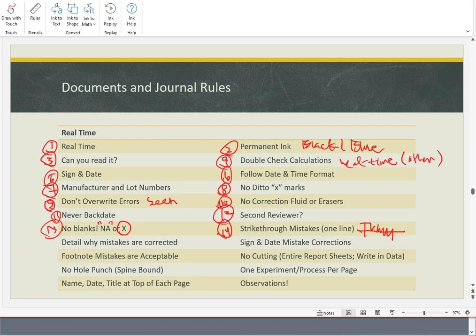Number 15, it says detail why mistakes are corrected. So over here to the side, I'm going to have to write spelling error.